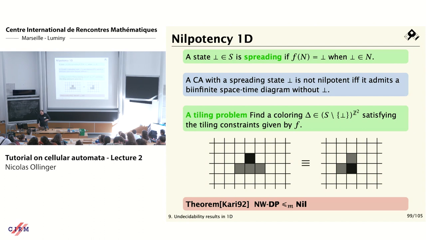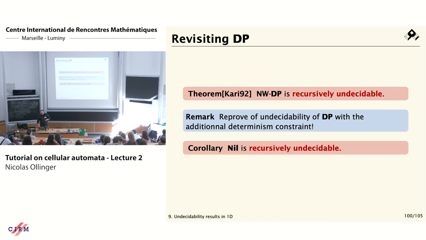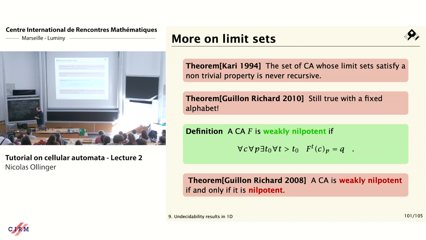Okay, let me see what I want to say. Also I have some results by Pierre Guillon here. It's worse than that, actually. If you take a property on limit sets, any property, just like you have Rice's theorem for Turing machines, you have a Rice theorem for limit sets. So basically, given a cellular automaton as input, if its limit set has some property defined only on the subshift, either the property is trivial, meaning every automaton satisfies it, or it will be undecidable, more or less. Pierre Guillon and Gaëtan Richard proved that it's still true if you fix the alphabet of the automaton.